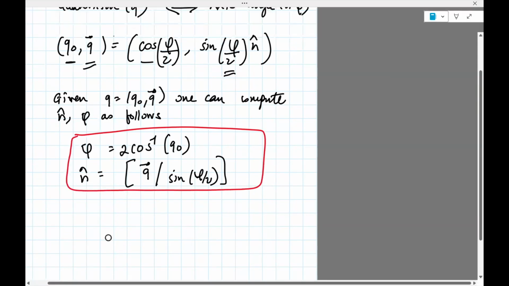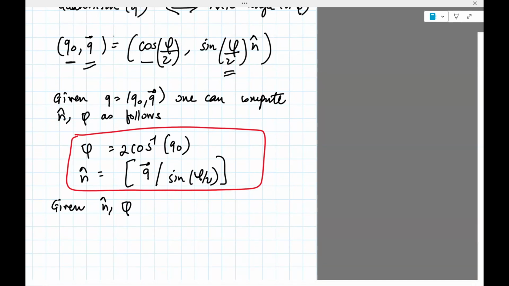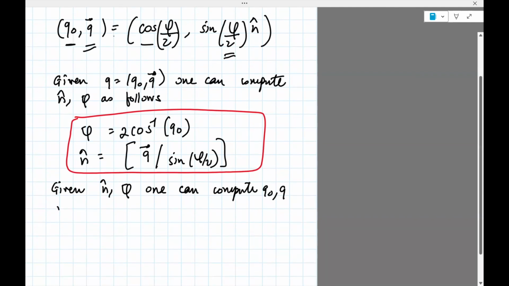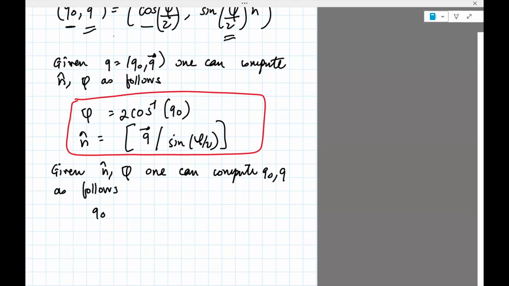The other one is, given n and psi, one can compute q0 and q vector, which was the formula earlier, as follows. q0 is simply cosine psi divided by 2, and q bar, the q vector, is sine psi divided by 2 times n.